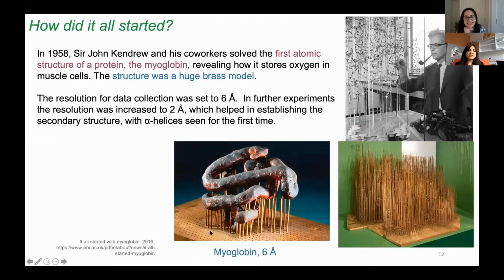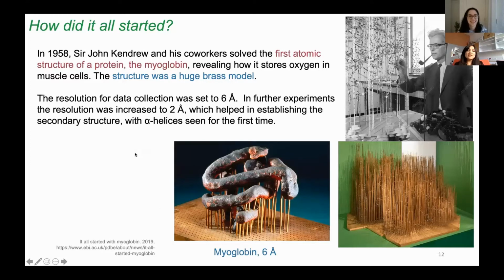But how did it all start? In the 1960s, Sir John Kendrew and his co-workers solved the first atomic structure of a protein. It was myoglobin, and this protein stores oxygen in muscle cells. As you can see in this image, the model of the first structure, myoglobin, was very big and was composed of brass. And here we see Sir John Kendrew; as you can see, in the 1960s scientists wore ties for doing scientific research.